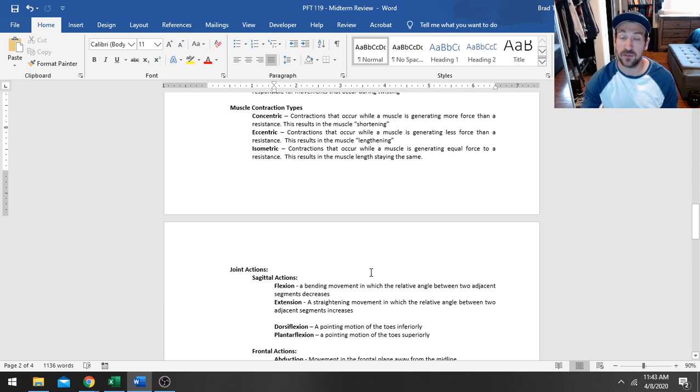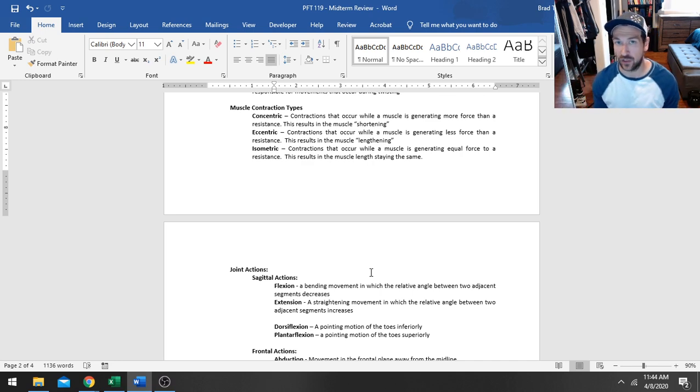We've also got different types of contractions that our muscles can do. Concentric contractions occur when a muscle is generating more force than a resistance, right? So if I've got a 10-pound dumbbell and I generate 11 pounds of force, which is more than the resistance, my muscle is going to shorten. That is going to be a concentric contraction. Then if I were to have that dumbbell and generate 9 pounds of force, which is less force than the resistance, my arm is going to relax and lengthen.